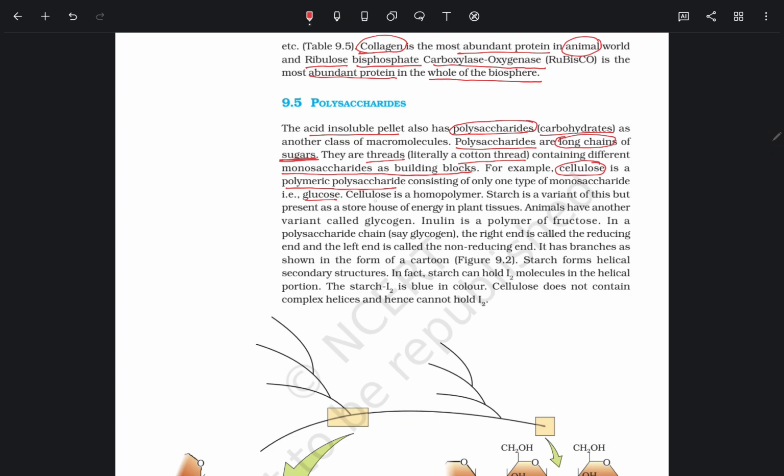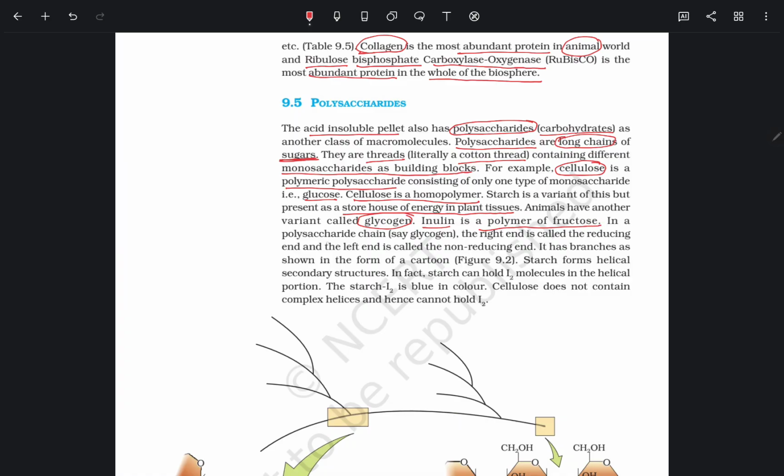Cellulose is a homopolymer. Starch is a variant of this but is present as a storehouse of energy in plant tissue. Animals have another variant called glycogen. Inulin is a polymer of fructose.